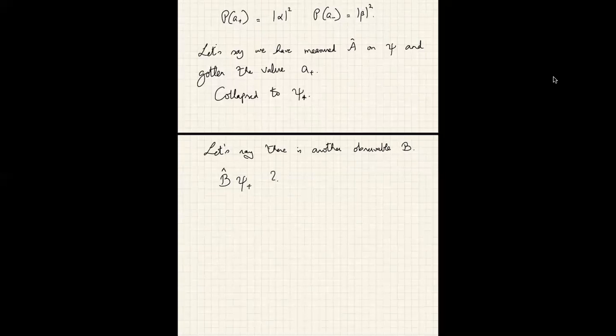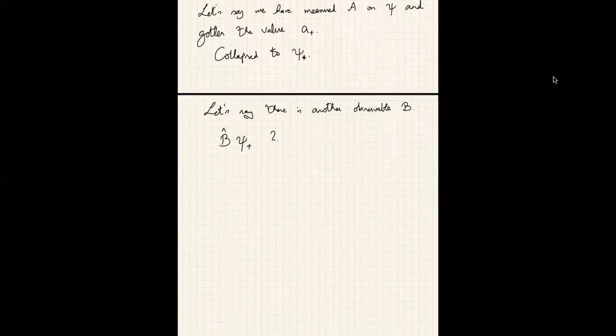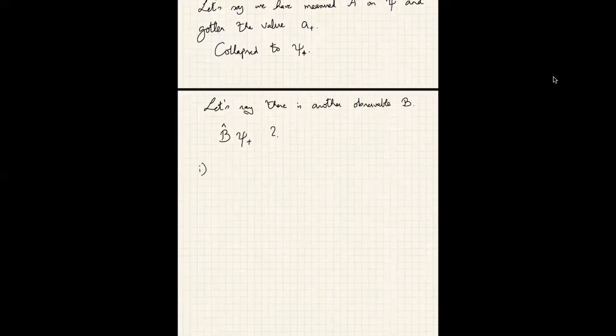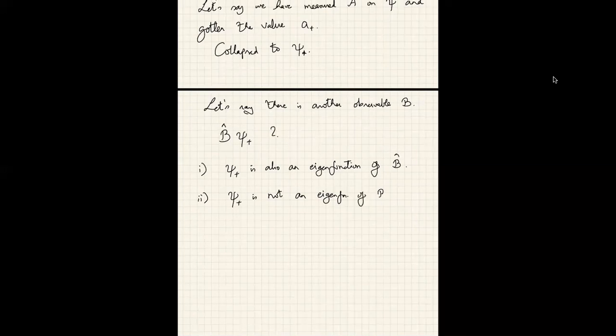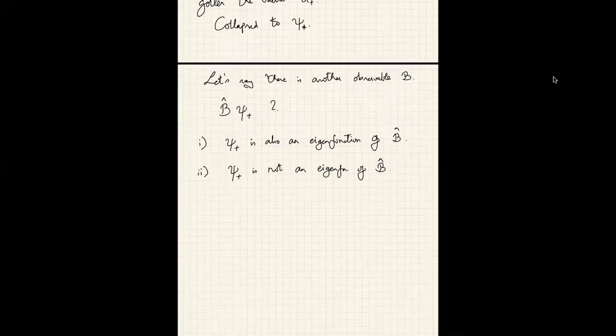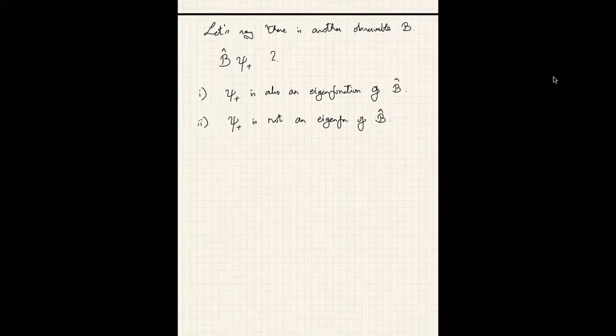Now, in general, there are two possibilities. The first possibility is that psi plus is also an eigenfunction or eigenstate of B. The second possibility is no, psi plus is something completely different. Psi plus is not an eigenfunction or eigenstate of B. We'll look at these two possibilities separately and work out the consequences of these two possibilities. We will simply do this pictorially.